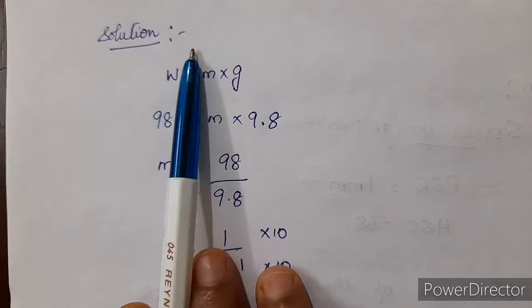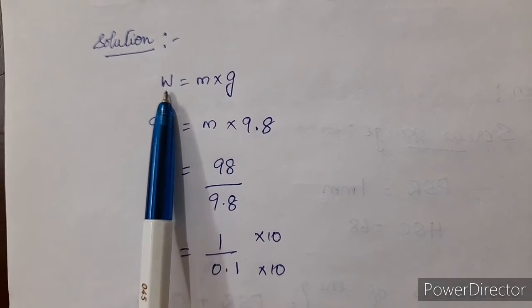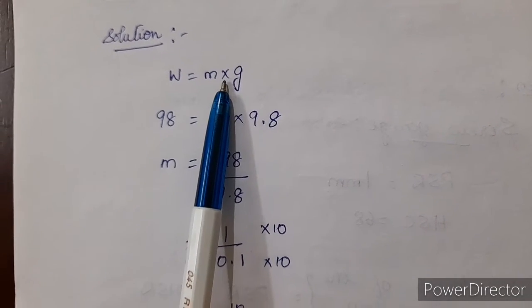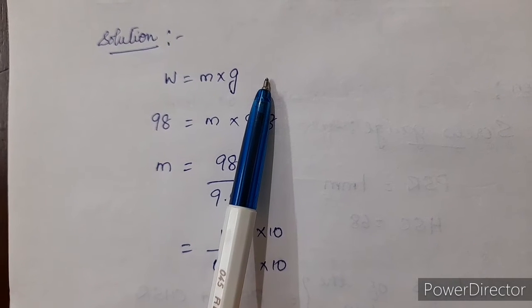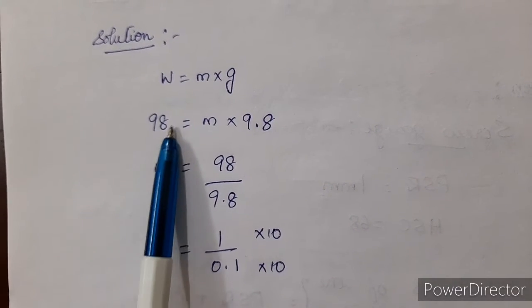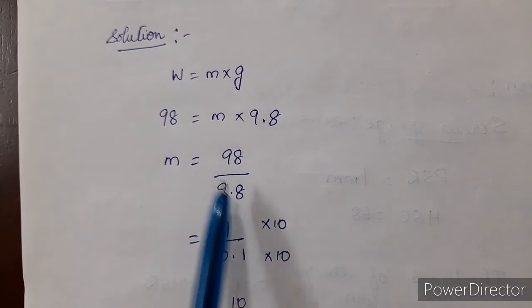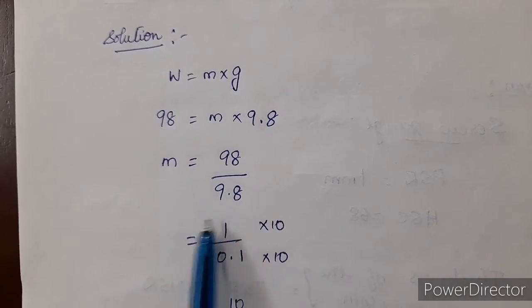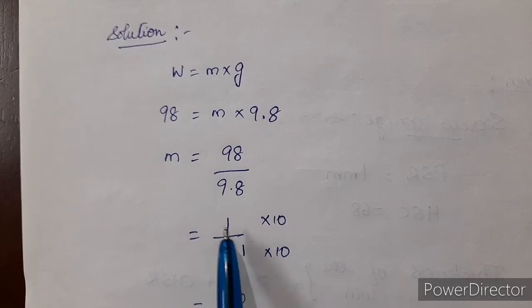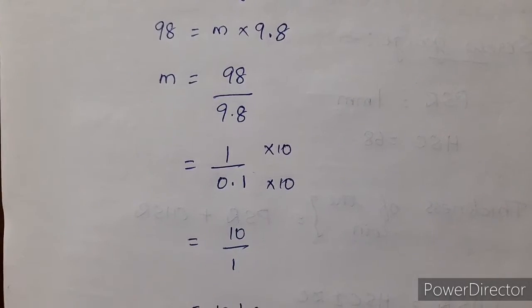Now let's see the solution. Now what is the formula for the weight? Weight is equal to mass into acceleration due to gravity. Weight is 98. So we have to find out the mass, and g is 9.8. So m is equal to 98 divided by 9.8. When you cancel, it will become 1 divided by 0.1, isn't it?